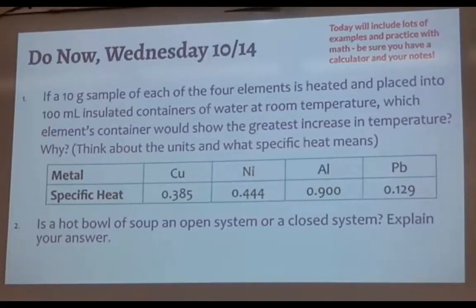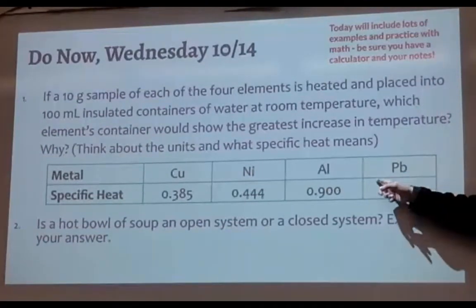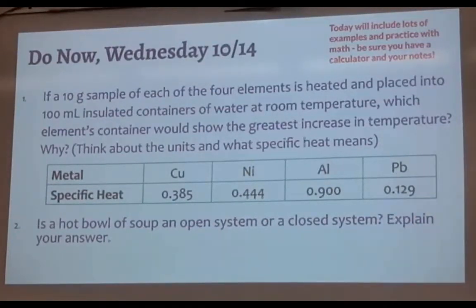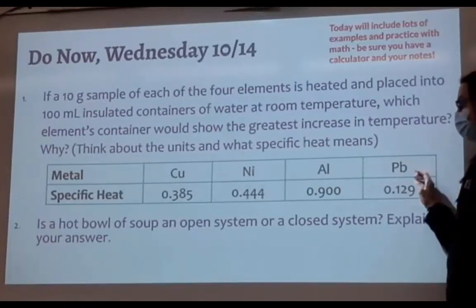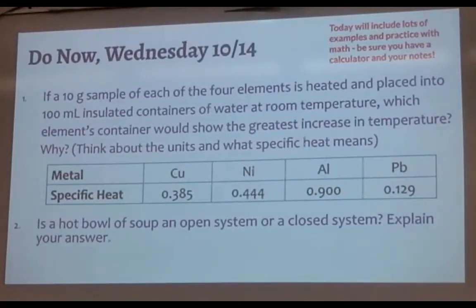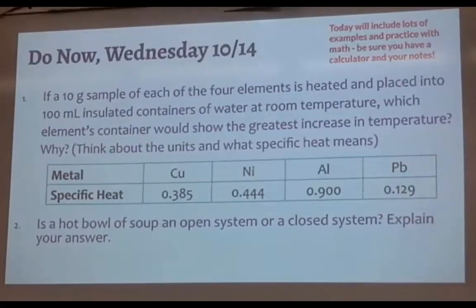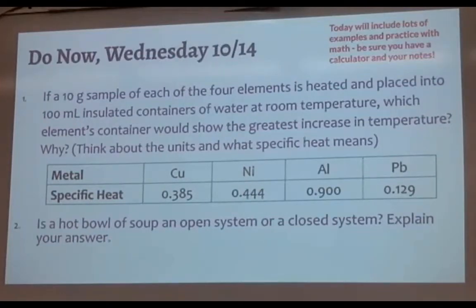And the reason that it's lead is because if we apply the same amount of energy, this only takes 0.129 joules to heat 1 gram by 1 degree Celsius. Aluminum takes 0.9 joules, about 8 times as much, to heat 1 gram by 1 degree Celsius. The lower the specific heat, the faster the temperature changes. So the greatest increase in temperature is lead because it has the lowest specific heat, so it does not take much energy to change the temperature.